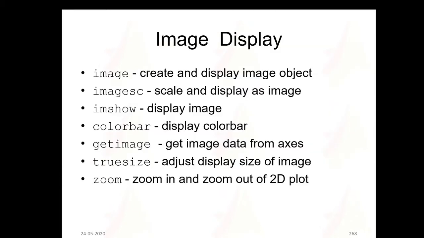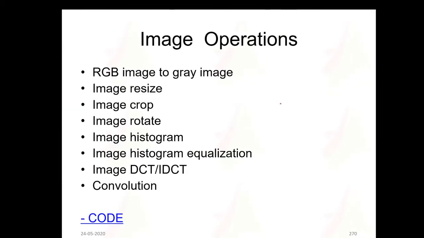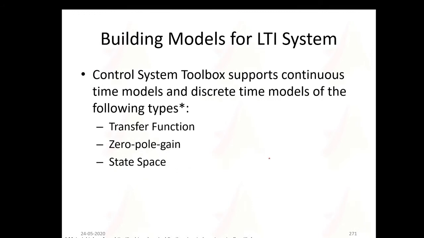Okay, so these are some commands for image display and image conversions: gray to index image, image to binary, image to double precision. Likewise, there are commands and image operators available for resize, segmentation, finding the histogram, convolution, the discrete cosine transform, and histogram equalization. For this, some built-in functions are available. With this, I finished the image related MATLAB commands.